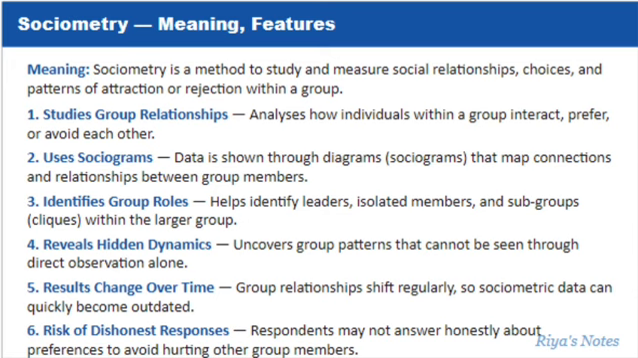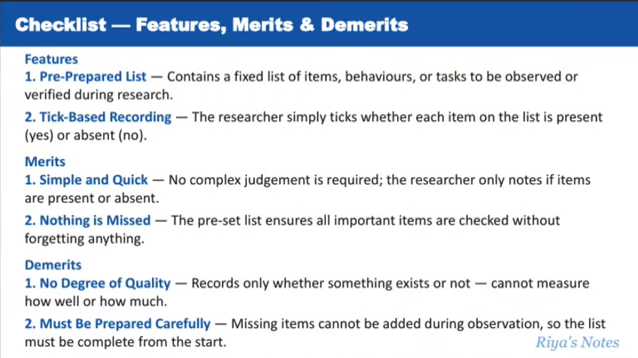6. Risk of dishonest responses. Respondents may not answer honestly about preferences to avoid hurting other group members. Checklist features, merits, and demerits. Features. 1. Pre-prepared list contains a fixed list of items, behaviors, or tasks to be observed or verified during research.